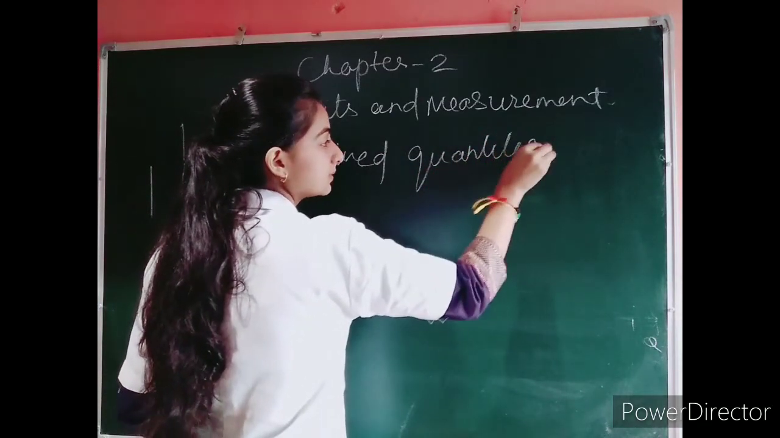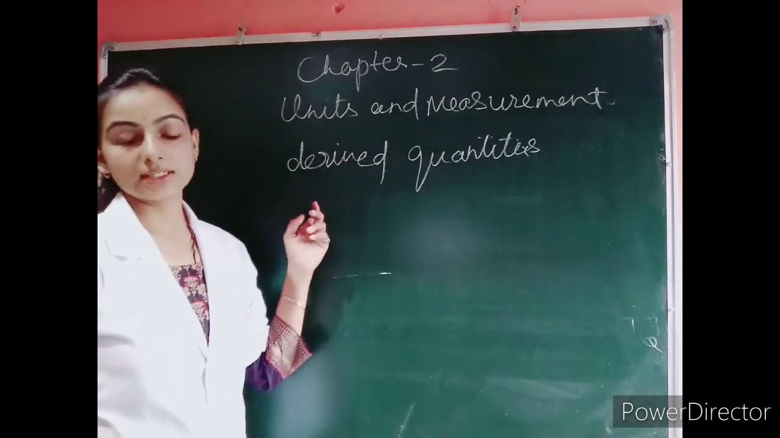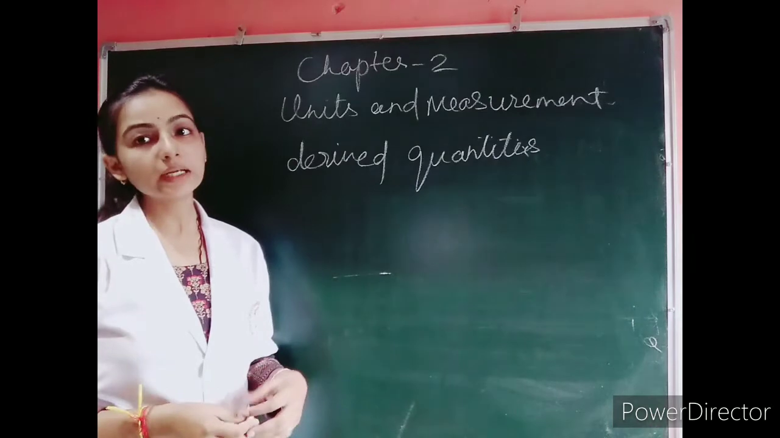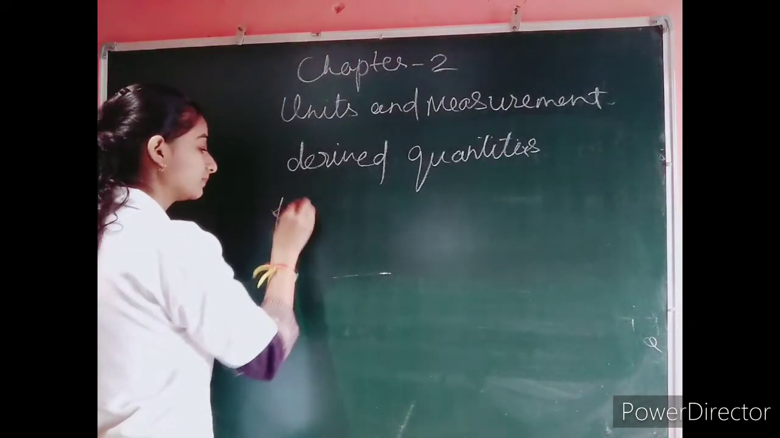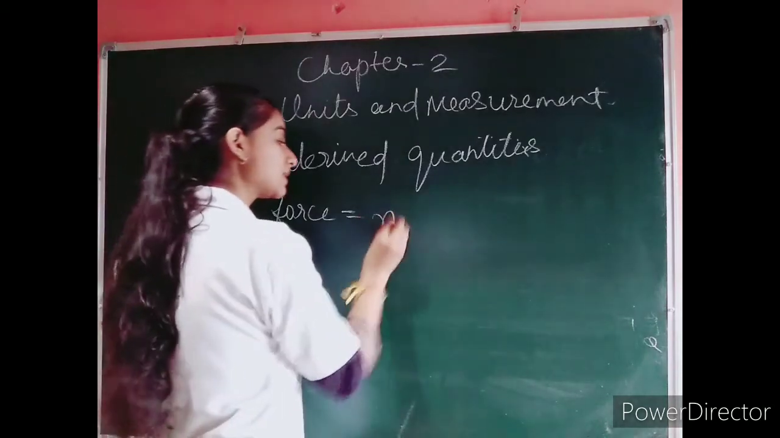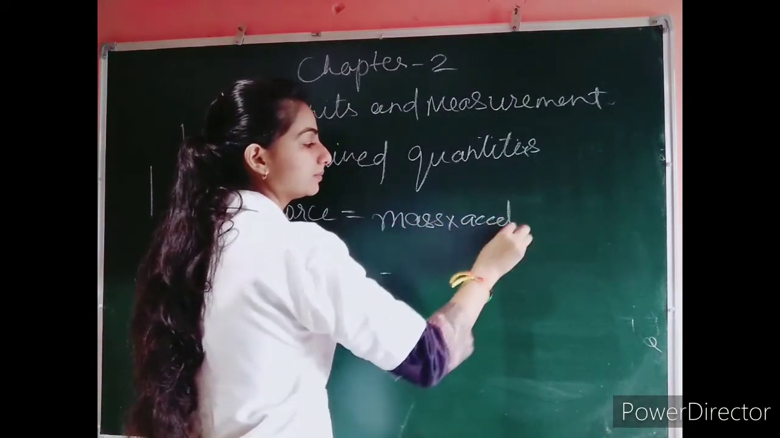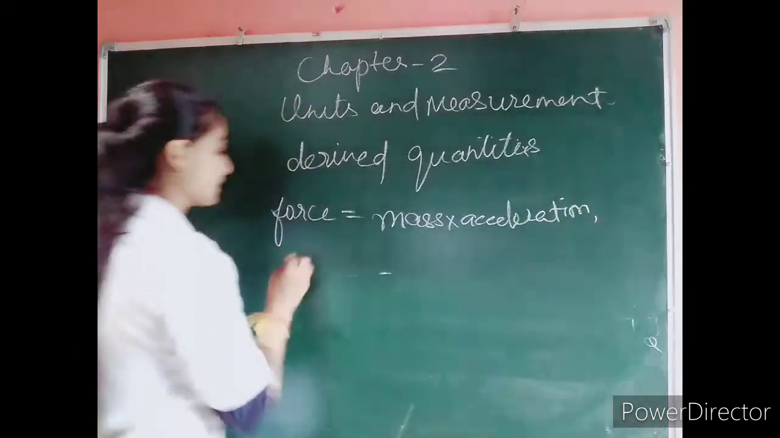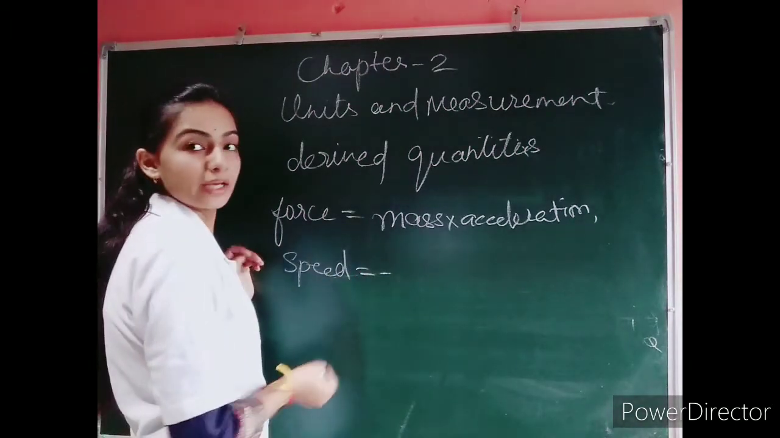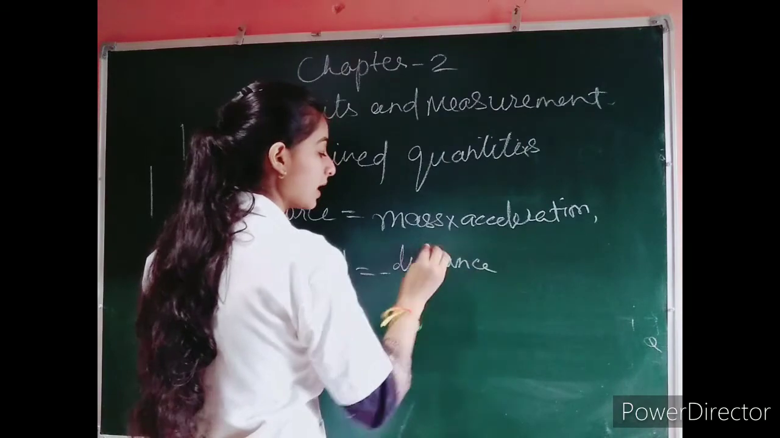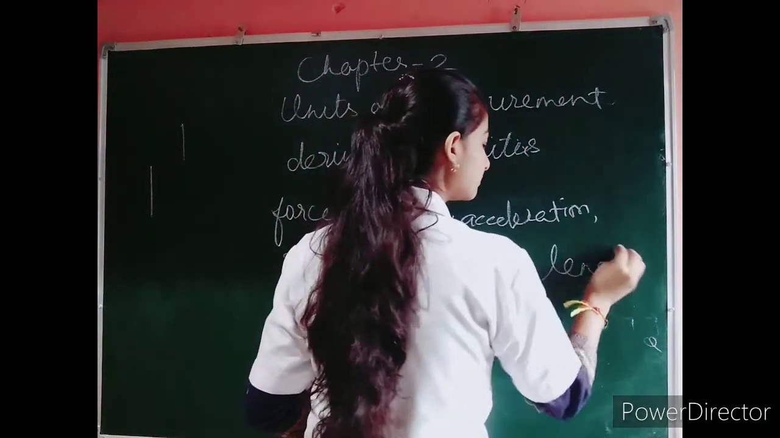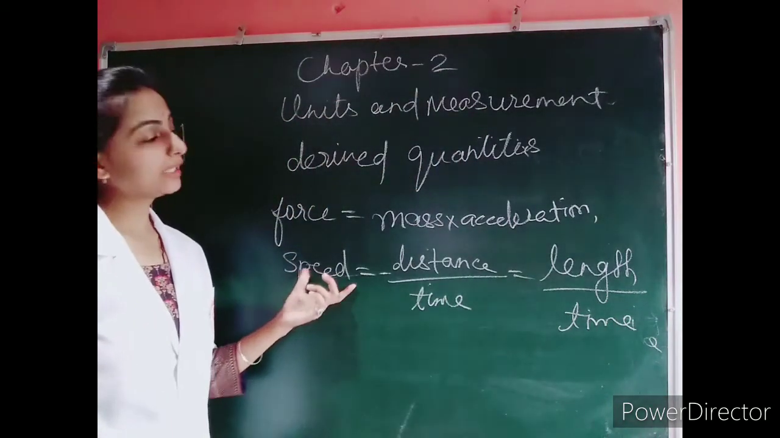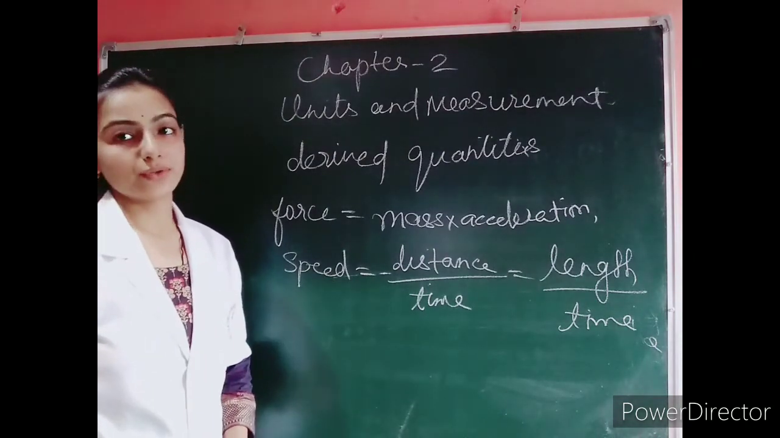Derived quantities. What are derived quantities? The quantities which are dependent on fundamental quantities. Like if we consider any example like force, force depends on mass and acceleration. Speed depends on distance upon time, and distance is measured in length. So the quantities which are dependent on the fundamental quantities are called derived quantities. Okay?